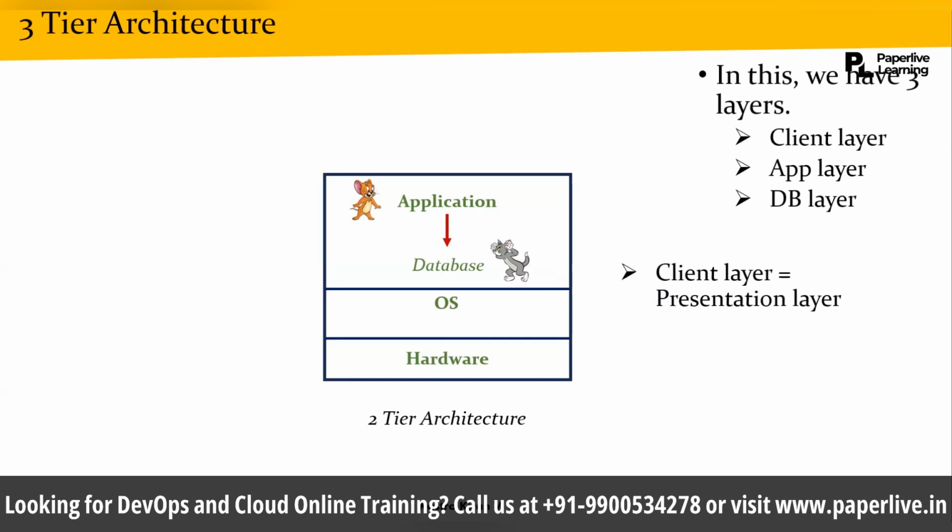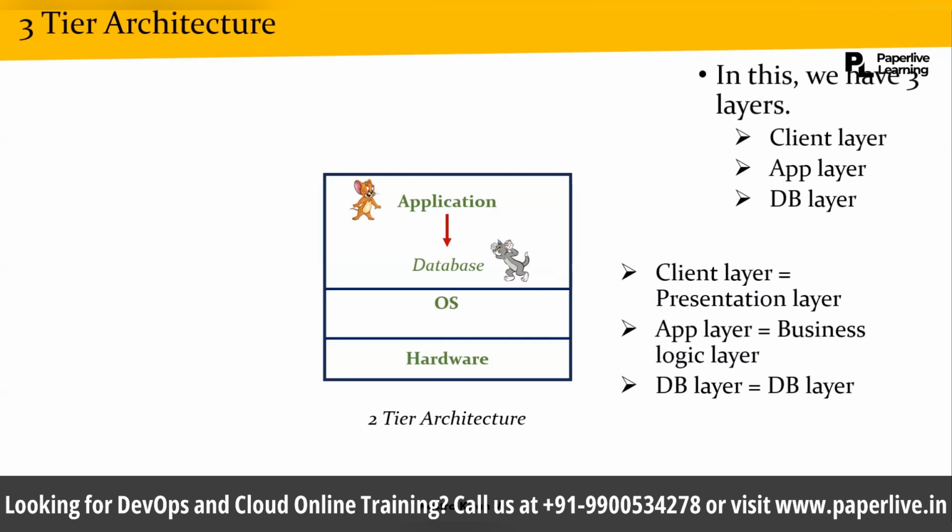Client layer is also called a presentation layer. App layer is called a business logic layer, where the source code of the application will be available. And database layer is also called database layer, where the database information will be available.